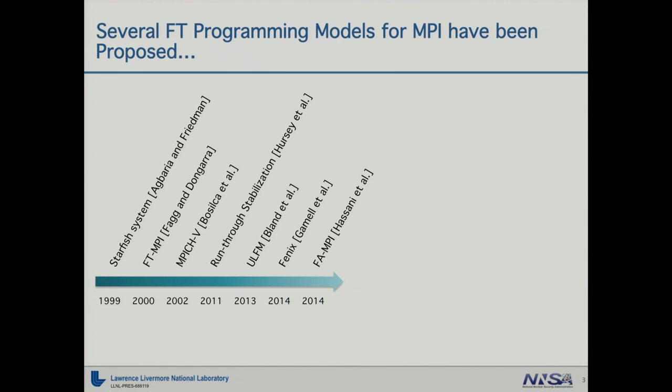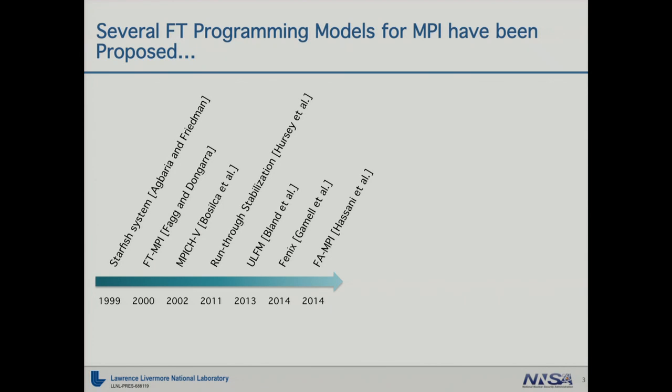When we look at the previous work in this area, we see that several fault tolerance programming models have been proposed for MPI. The first one was probably the Starfish system, which was basically proposing the idea of shrinking recovery, where if you have a failure in a process, you can continue with P-1 processes.